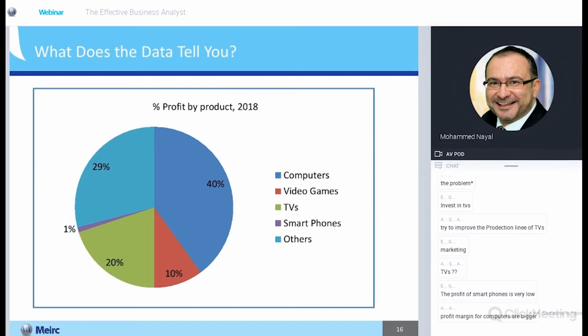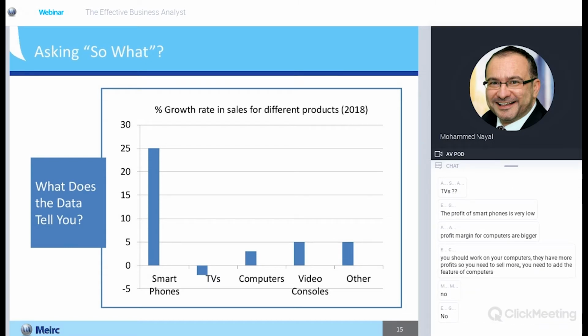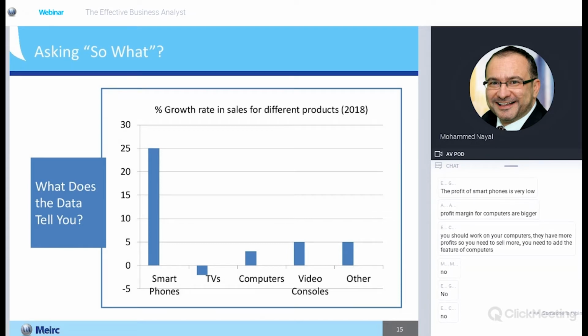Now, let me ask you, if you had this information going back, would you say that we should heavily invest in smartphones? Yes or no? No. Good. Very good. So this is what I mean by being a critical thinker: being a little bit skeptical and asking questions and saying, is this data really enough for me to come up with a complete picture? Is there something else that I'm missing? And if you can do that, you can add a lot of value to your organization.